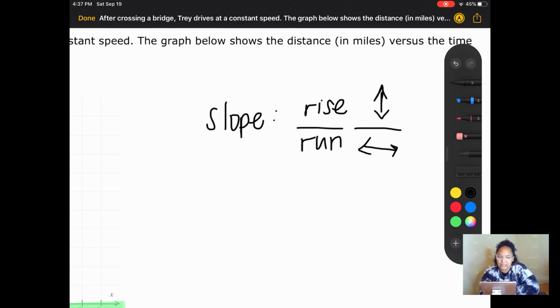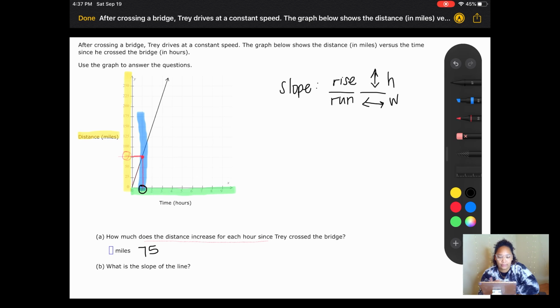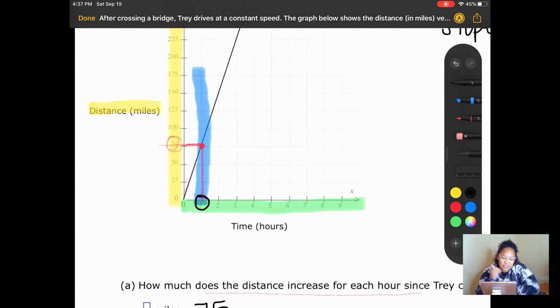I had someone describe it the other day as height and width, which I never really thought about, but it sort of is that way. If you think of it that way, great. But if you don't, scratch that, don't even worry about it. Anyway, so what is the slope of the line?